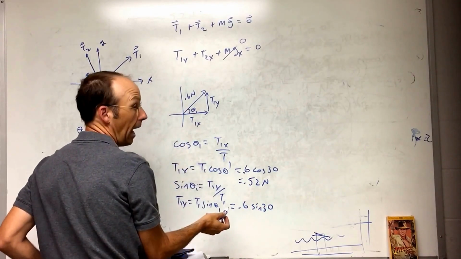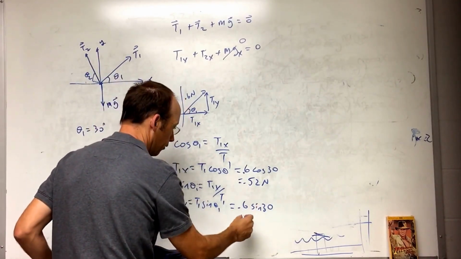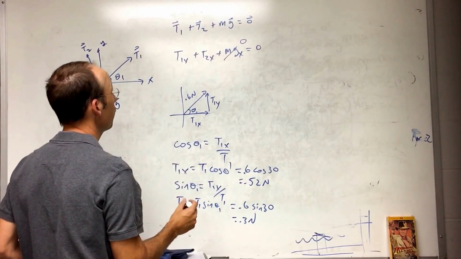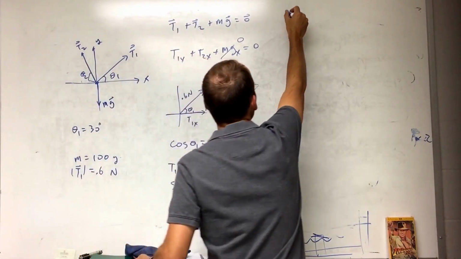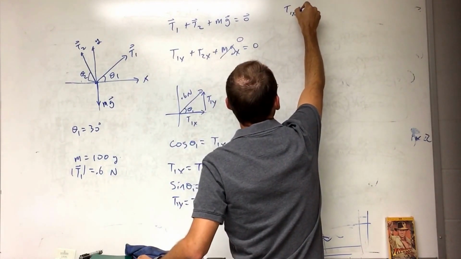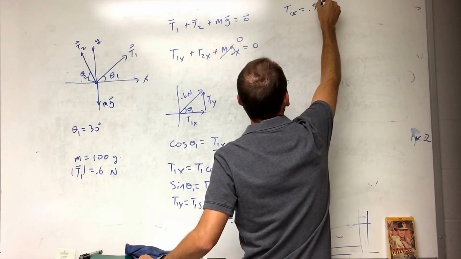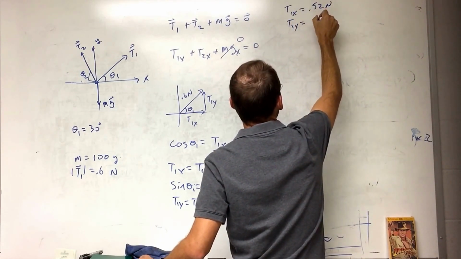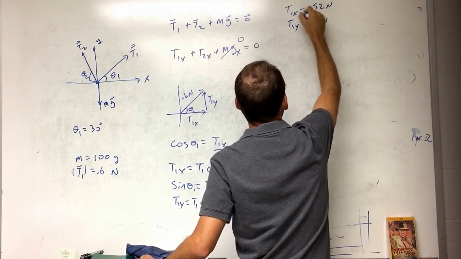Sine of 30 is half. So you can put it in your calculator too. It's going to be 0.3 newtons. Okay, so let me write that up here. T1x equals 0.52 newtons. T1y equals 0.3 newtons.